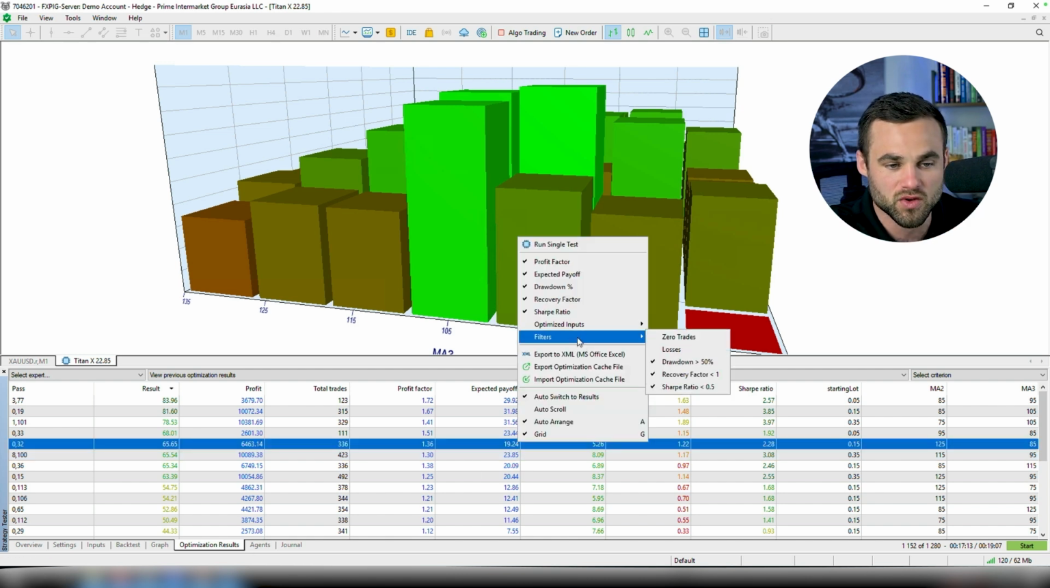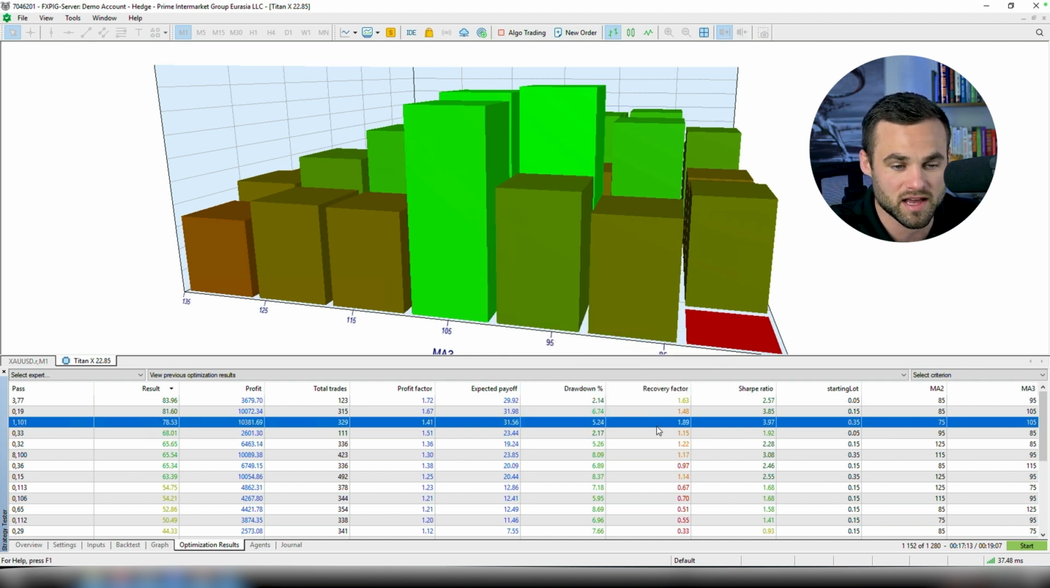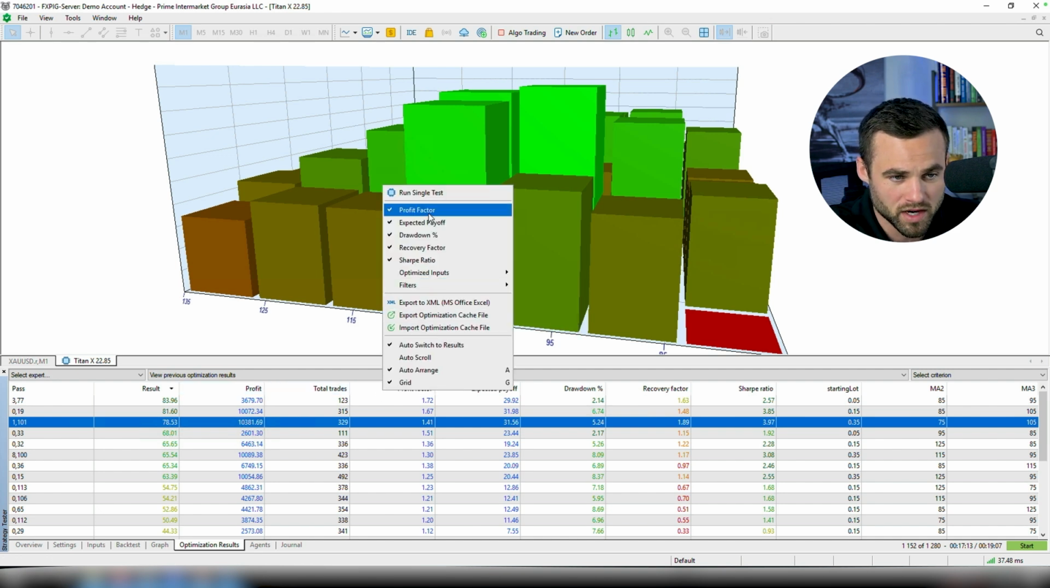You can right click and filter, and say, I want to filter out any strategies that didn't take any trades, or any strategies that are losing strategies, or you can filter by, say, if the drawdown is greater than 50%, or anything else that you'd like to filter by. Now, we're going to see all this data, but what does it all mean?